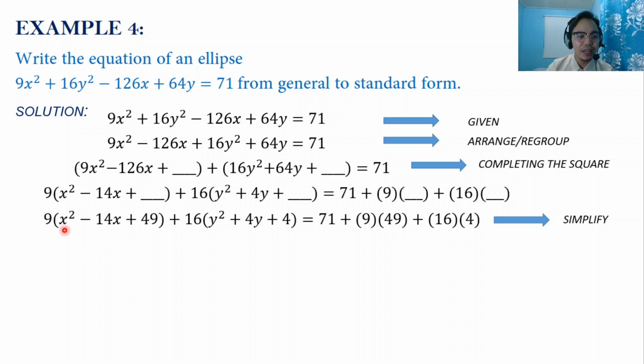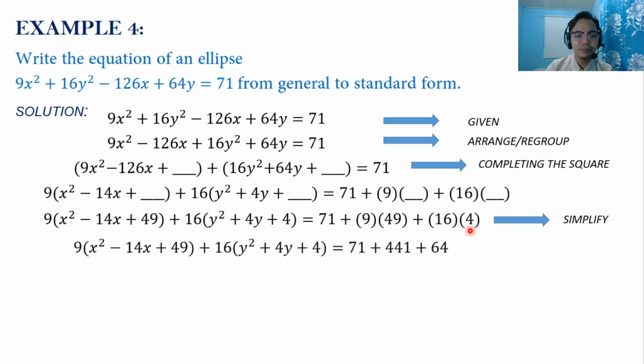But we're going to multiply kung ano yung inilabas natin kanina. So sa first term, inilabas natin ang 9. Then yung C natin is 49. So we have 9 times 49. Then, sa second term natin, inilabas natin yung 16. Then, ang nakuha nating value ng C is 4. So, we have 16 times 4. Okay, then simplify. So, we have this, yung right side lang yung nabago. 9 times 49 is 441. And 16 times 4 is 64.